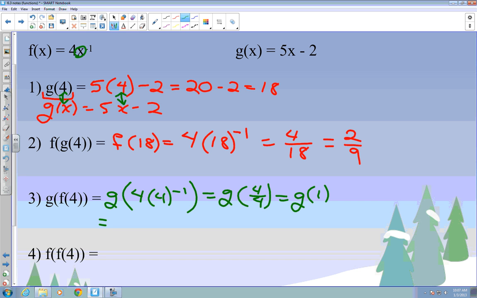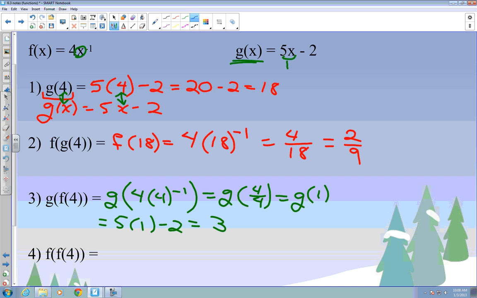So now I move to my second function. G of 1 is going to be replacing the x with a 1. Which is 5. So 5 times 1 minus 2 is 5 minus 2. So then it's going to be 3.